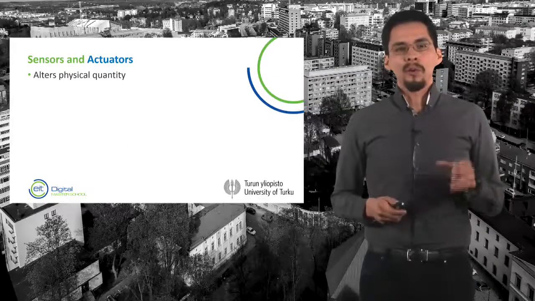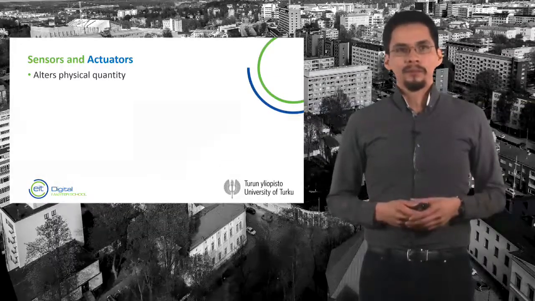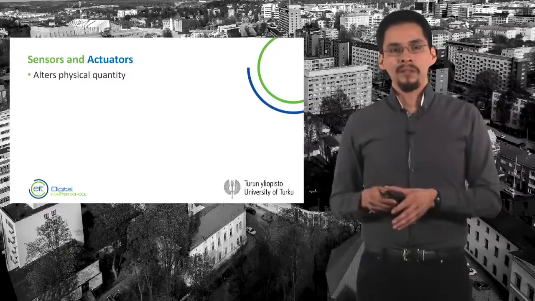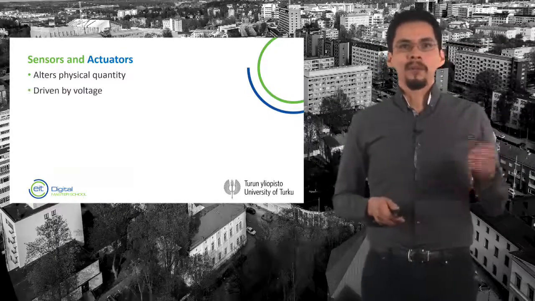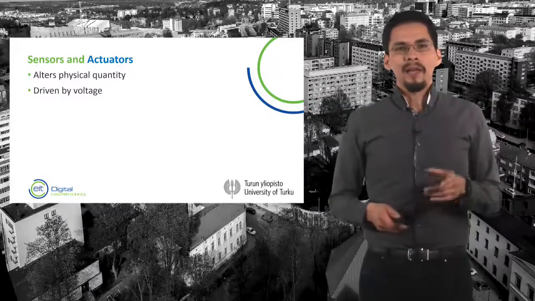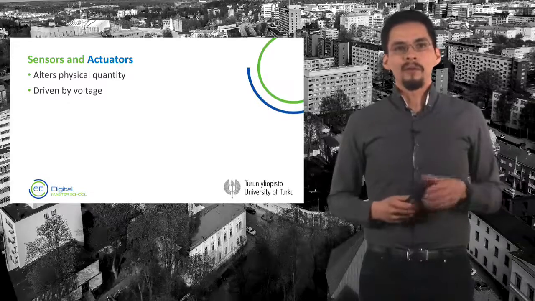Actuators are used to alter the physical quantity. In contrast to sensors, which are driven by the physical quantity, actuators are driven by a processing element, or in other words, by a number. Electric motors are a good example of actuators.